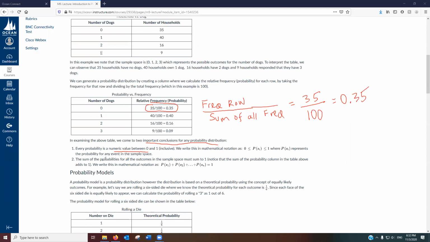The other criteria is if you add up all the probabilities, the sum of this column must add up to 1. So if you were to add up these probabilities, you would see they add up to 1. So these are 2 conditions for a probability distribution. If either one of these conditions is not met, then it's not a valid probability distribution.